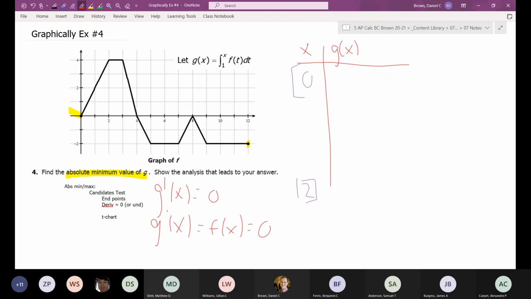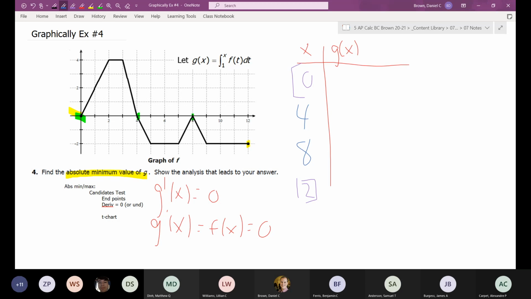So if I'm relating these 2 things together, g prime is equal to 0 when f of x is equal to 0. Well, where is f of x equal to 0? It's equal to 0 at 4, 8. Also at 0, but that is already on there because it's an endpoint. So I'm going to add to this t-chart where the derivative is equal to 0, which was at 4 and then 8. And then we want to go ahead and evaluate this.